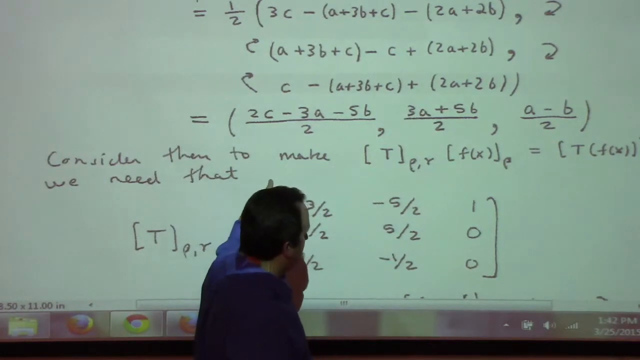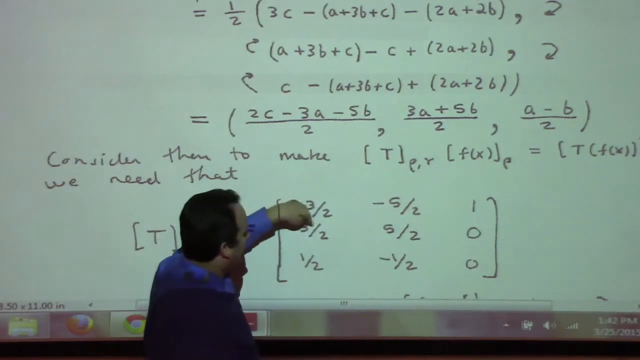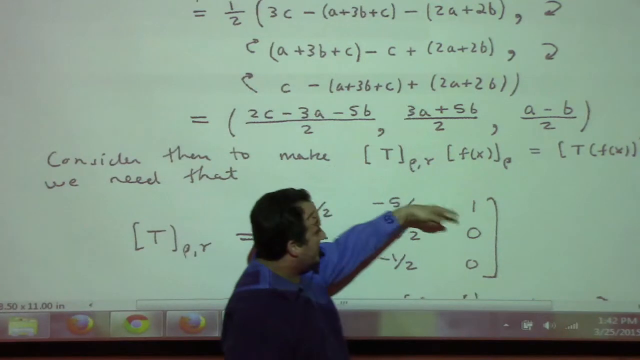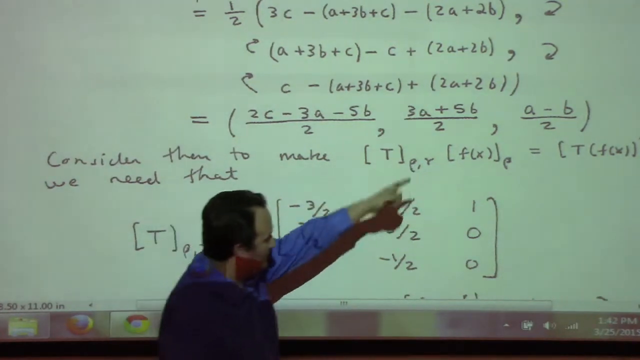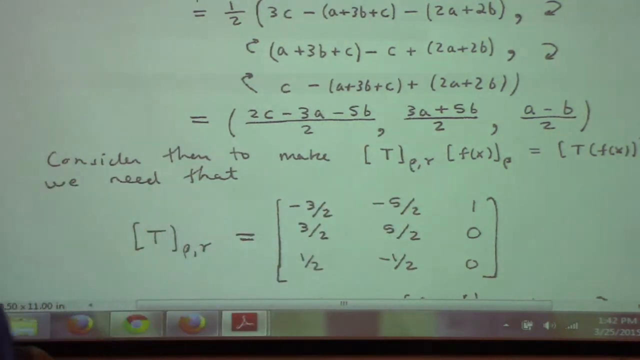And so you have, and then the second one gives you 3 halves and 5 halves. There's no C, so there's a 0 here. And then it's 1 half and minus 1 half. There's no C, so there's a 0 there. Again, these will be wrong, I mean, because of the mistake in the problem. What was it, 8?